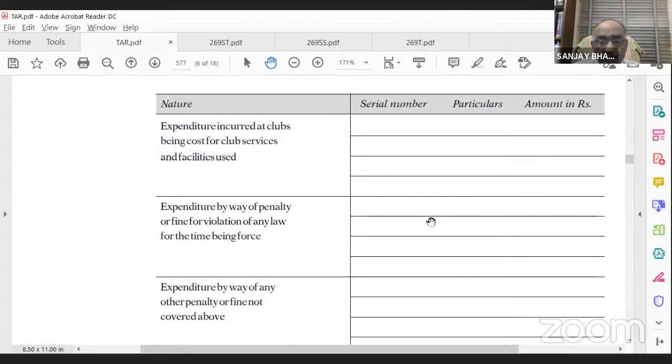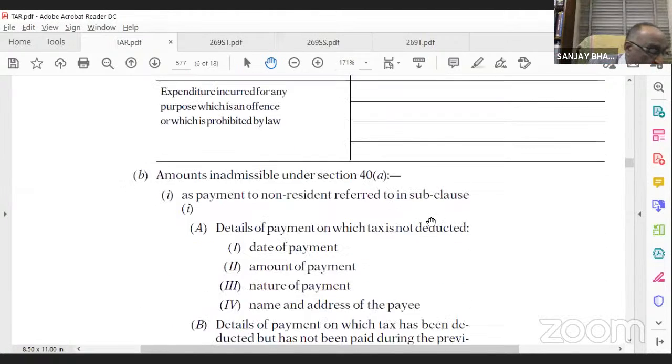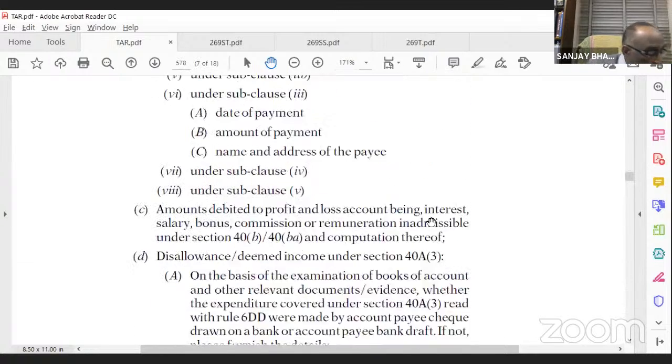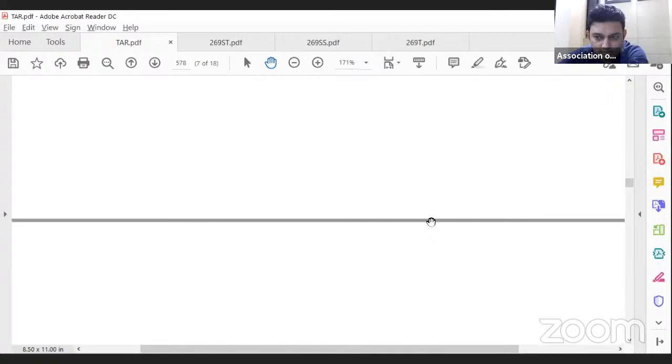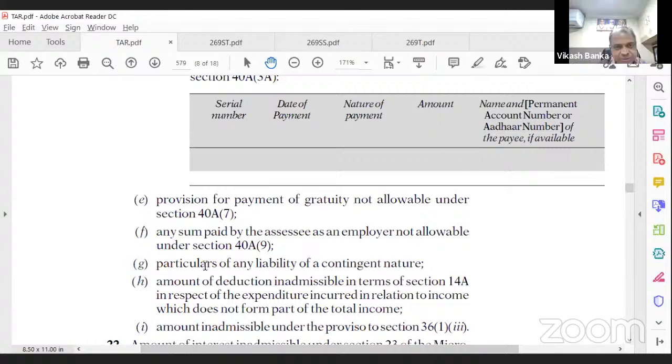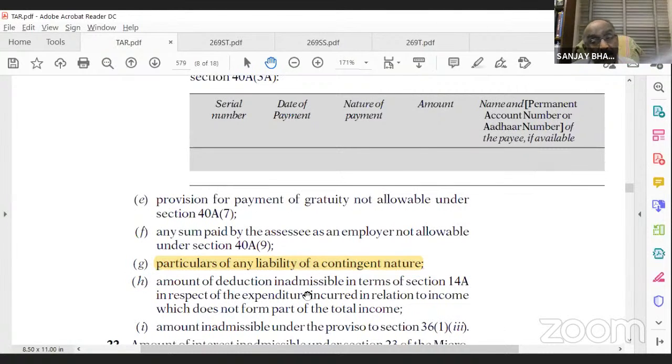First of all, contingent liability: they have asked at some sub-serial number. I think it is 21. I will come to the first portion second, because that is more important. It is 21(g), I think, if I am not wrong. 21G, G for Goa. Now you see what they have asked: particulars of any liability of a contingent nature.